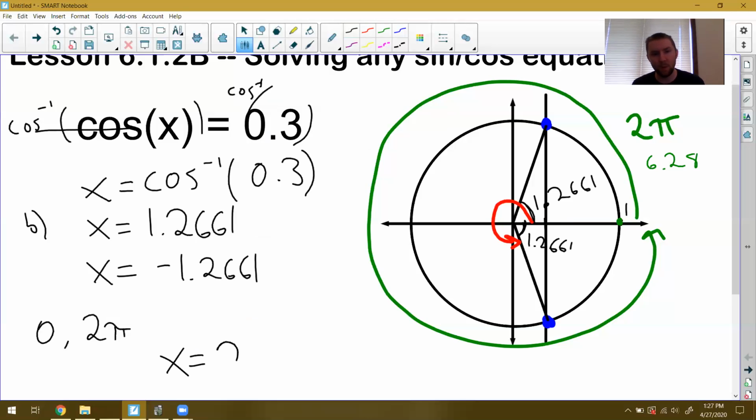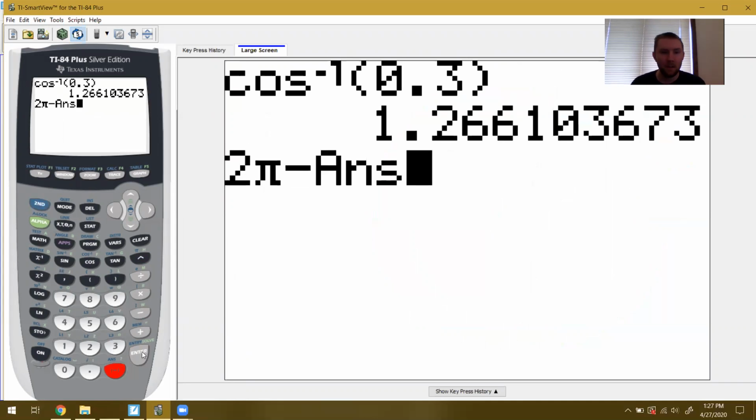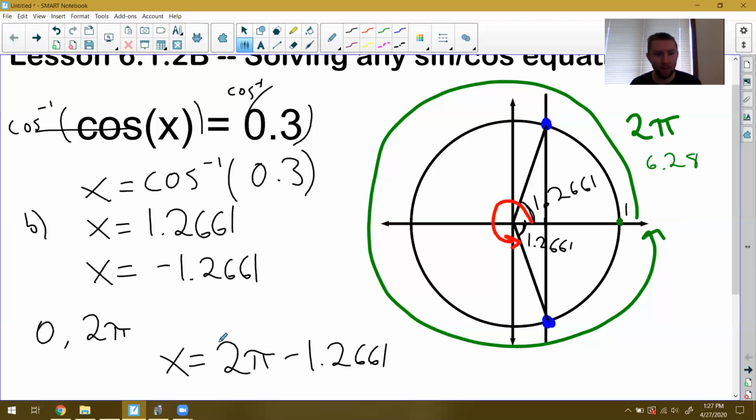x equals 2 pi minus 1.2661. Okay, so if I go here and type 2, then second caret for the pi button, minus, I'm again just going to subtract the answer that I have here. I get this value, approximately 5.017. So that is equal to 5.017.